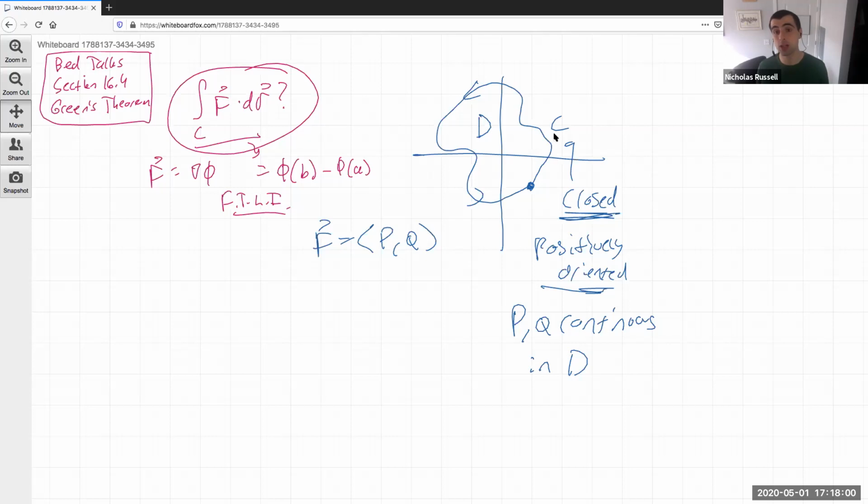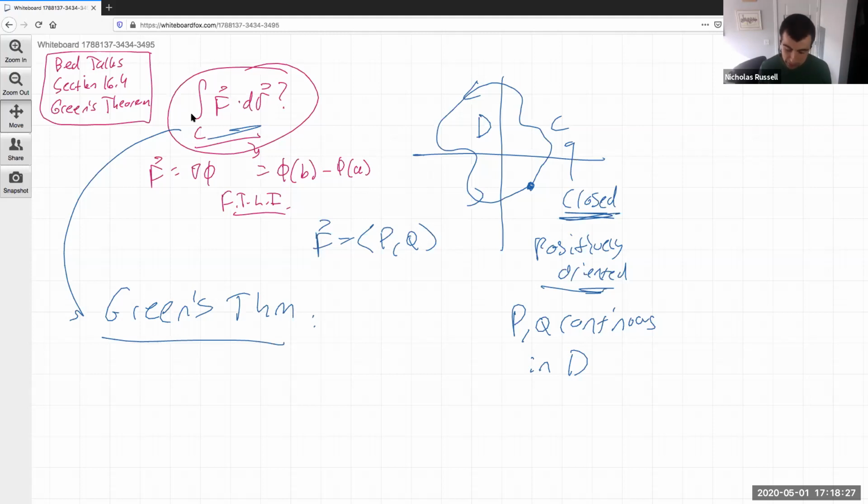This might be a really interesting closed curve, but what we're going to be able to do now is relate back what this integral actually means. What does this integral mean? It means work. And we're going to be able to take this and convert it into an area integral. That's what Green's theorem says. Green is a very, very famous mathematician.